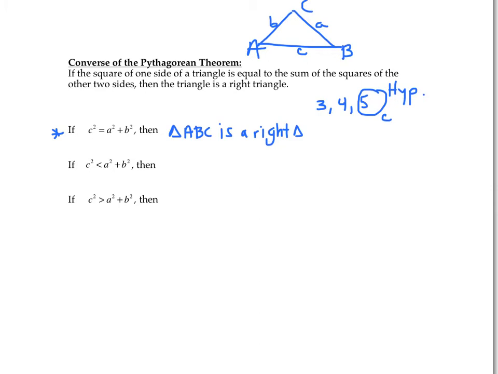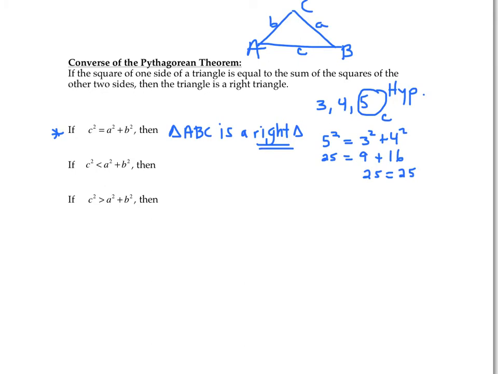So let's check this out. Let's do 5 squared and see if it is really equal to 3 squared plus 4 squared. 5 squared is 25, 3 squared is 9, 4 squared is 16, and so check it out. 25 is exactly equal to 25, and that proves that this triangle is a right triangle.